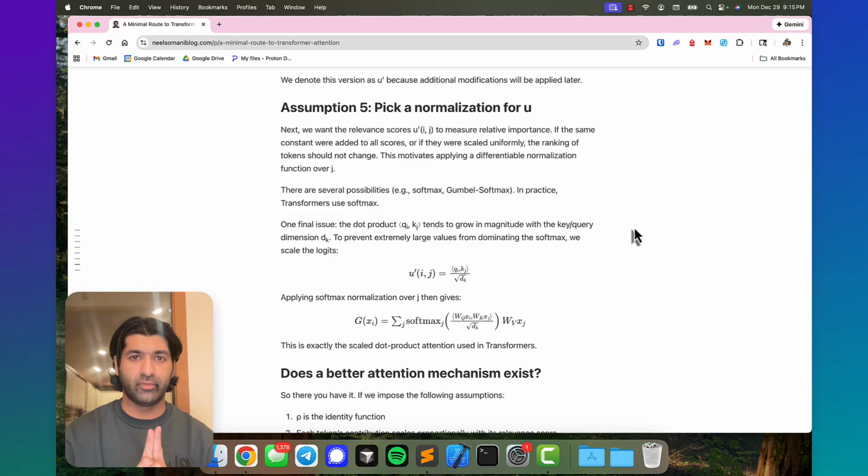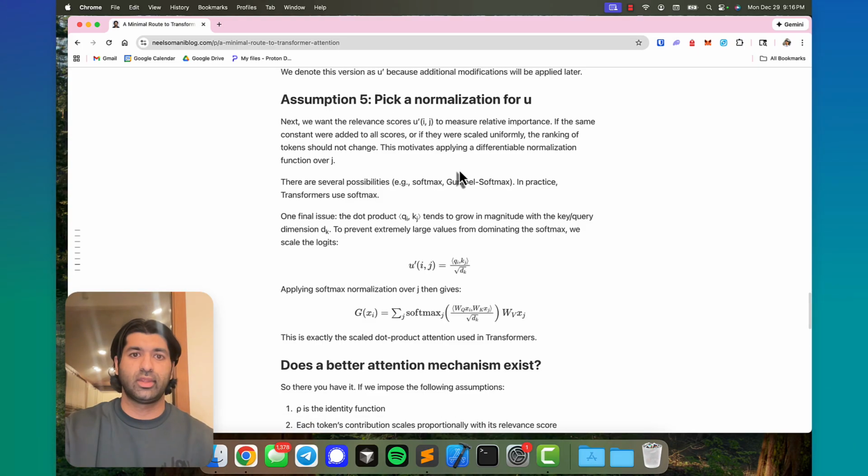But the catch is that we only care about the relative scores between x sub j and x sub i versus x sub j prime and x sub i. We don't really care if all the values are 10 times larger. So that speaks to the fact that we likely want to normalize the values of U. There's a lot of different types of normalization. In practice, we use softmax. Softmax is the normalization that attention in transformers uses.